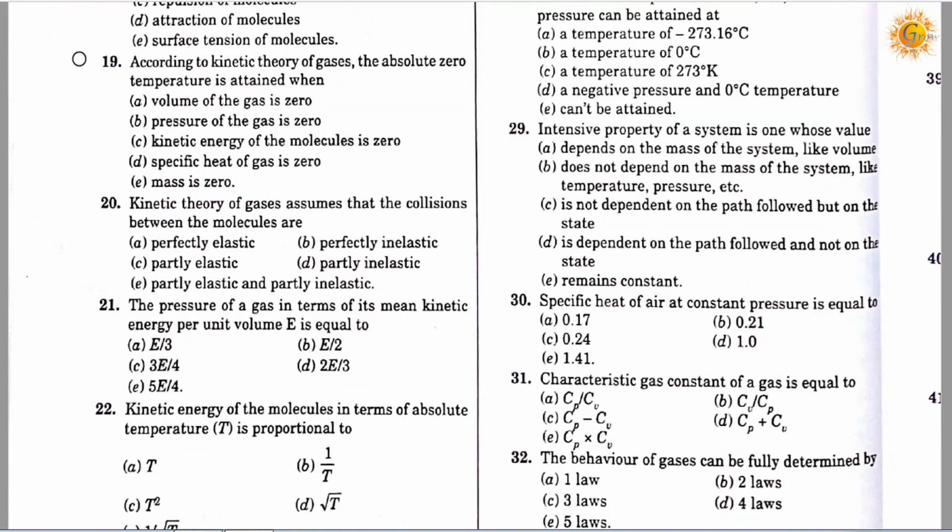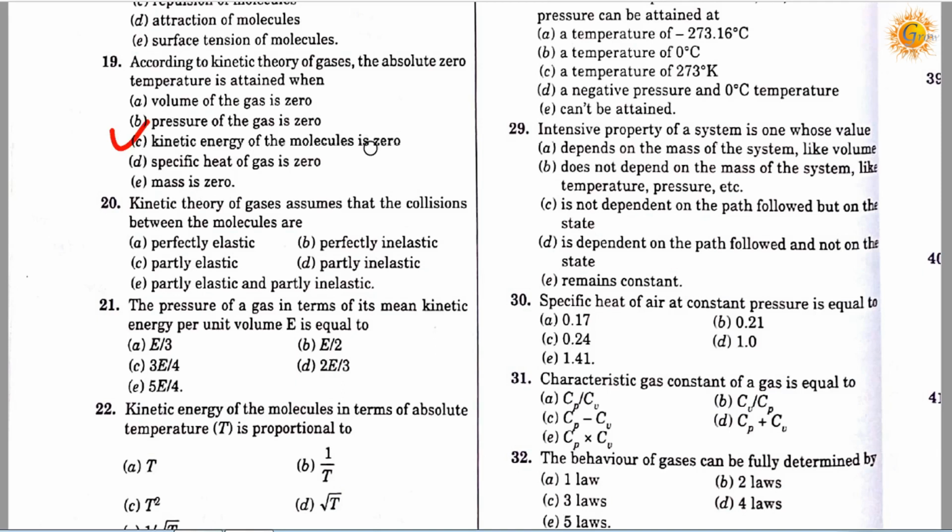Question number 19. According to kinetic theory of gases, the absolute zero temperature is attained when: option A, volume of the gas is zero; option B, pressure of the gas is zero; option C, kinetic energy of the molecule is zero; option D, specific heat of gas is zero; option E, mass is zero. So the correct answer is C. The kinetic energy of the molecules is zero.